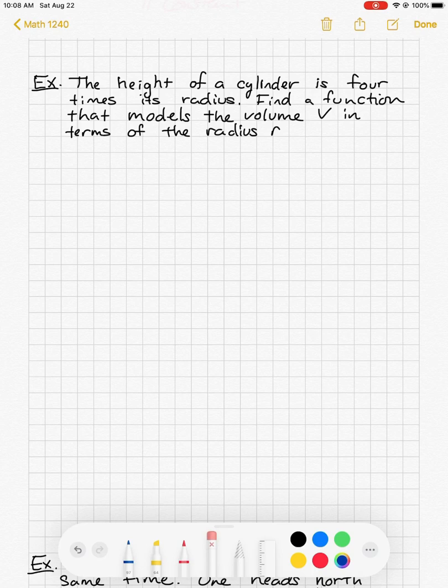The height of a cylinder is 4 times its radius. Find a function that models the volume V in terms of the radius r. So let me start by writing something out. The height is 4 times the radius, okay? Find a function that models the volume. Okay, so I need the formula for the volume of a cylinder. So that's pi r squared h.